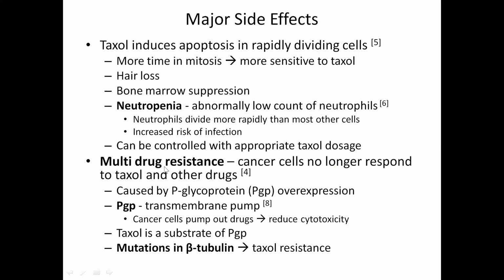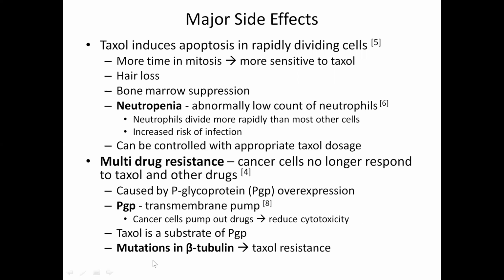Another big side effect is multi-drug resistance, in that cancer cells will no longer respond to Taxol and other drugs. This is mainly caused by P-glycoprotein, or PGP, overexpression. PGP is a transmembrane pump, and cancer cells will use it to pump out the drugs, so that reduces cytotoxicity and the cancer cells can avoid apoptosing. Taxol is a substrate of PGP, which is why it leads to PGP overexpression. And PGP is coded for by the MDR1 gene, or multi-drug resistance gene.